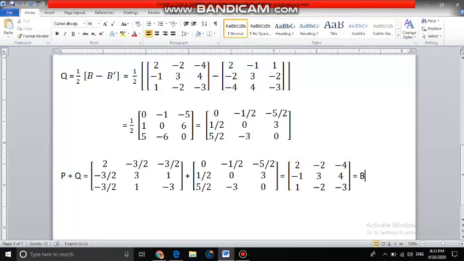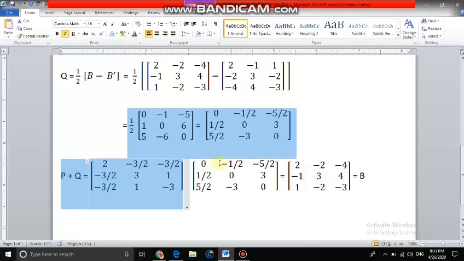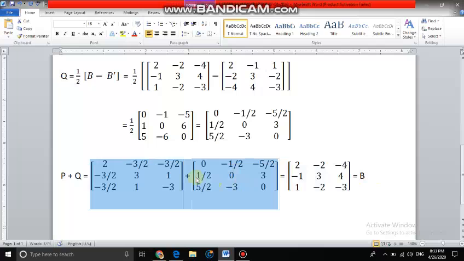So therefore P plus Q, I am getting back the matrix B. So hence I split the matrix B into the sum of two matrices here. I expressed this as a sum of two matrices, out of which the first matrix is a symmetric matrix and the second matrix is a skew symmetric matrix. So this is the entire question.